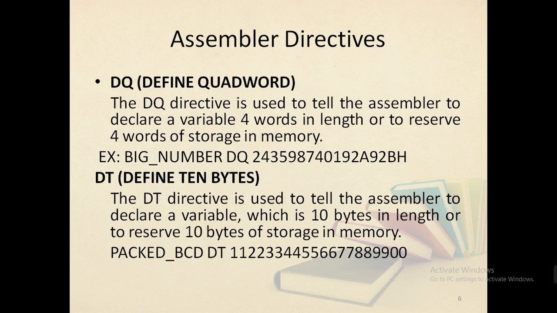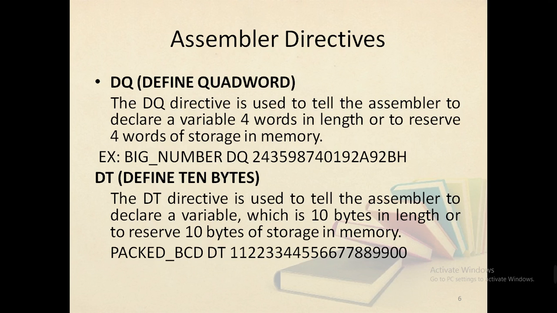The DQ directive is used to tell the assembler to declare a variable 4 words in length, to reserve 4 words of storage in memory. Take one example. The statement big_number DQ 243598740192A92BH will declare a variable named big_number and initialize the 4 words set aside with the specified number when the program is loaded into memory to be run.